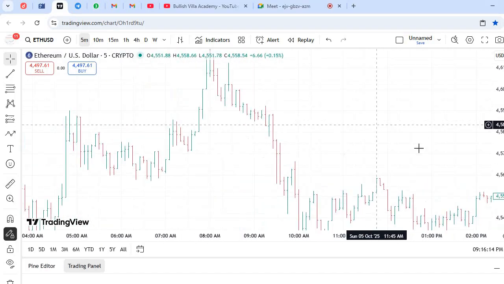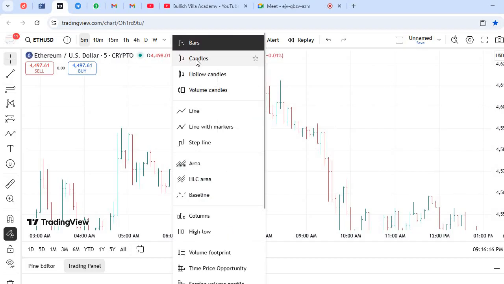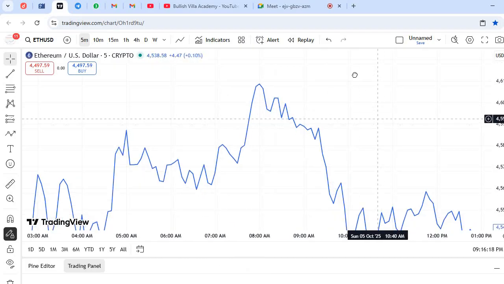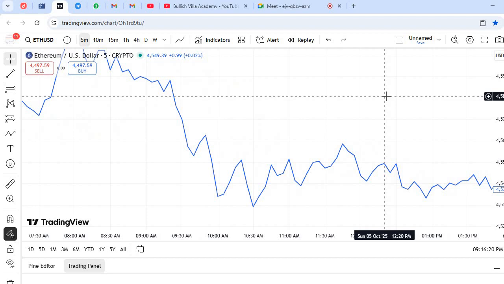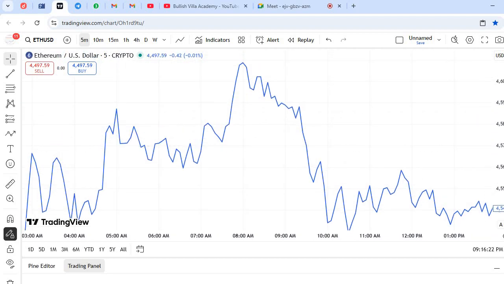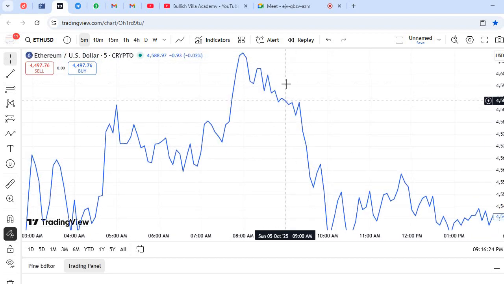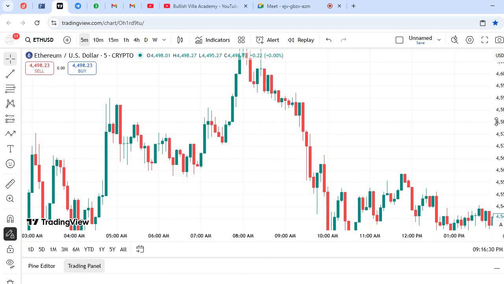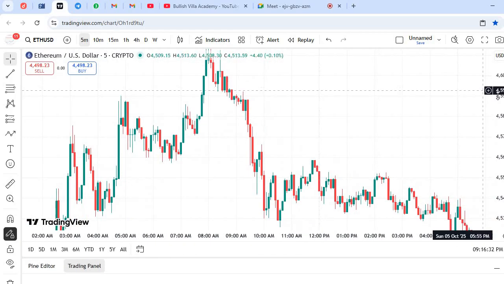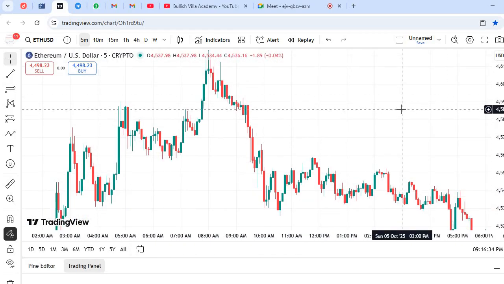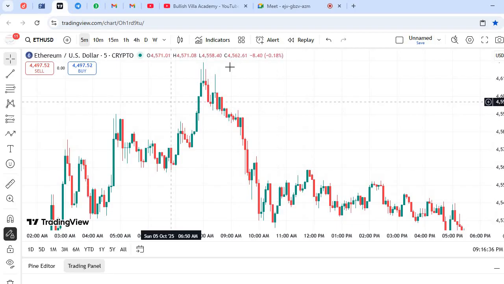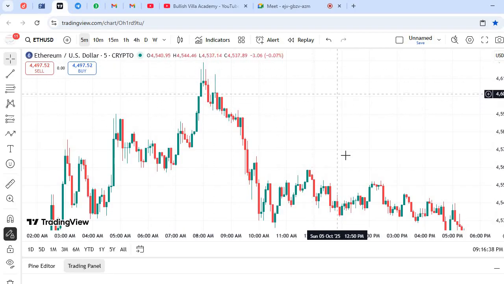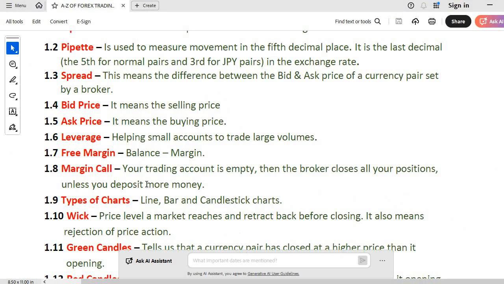Now I can also change it to line. This is the line chart. Can you see? It's a line chart. There are some traders who, instead of using candlesticks, will make use of the line chart. Then you can change it back to candlestick. You understand? So it depends, but the most popular one is the candlestick. So those are the types of charts that we have.